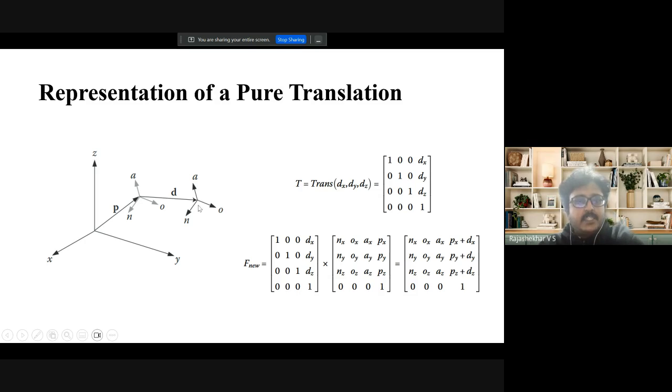Only the translation happens over here. So what happens here is the rotation matrix doesn't change. Rotation doesn't happen, so the diagonal entries are 1, so that the entire matrix remains the same.